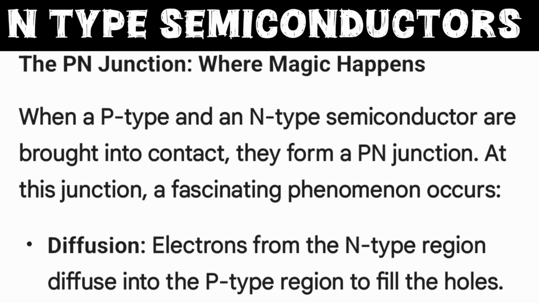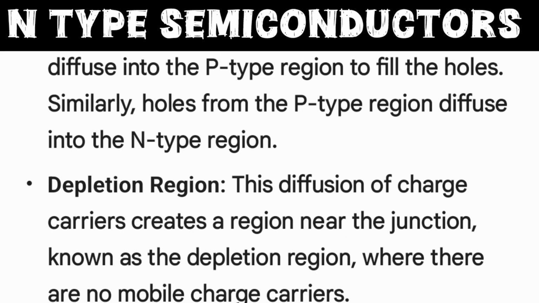The p-n junction. Where magic happens. When a p-type and an N-type semiconductor are brought into contact, they form a p-n junction. At this junction, a fascinating phenomenon occurs. Diffusion. Electrons from the N-type region diffuse into the p-type region to fill the holes. Similarly, holes from the p-type region diffuse into the N-type region.